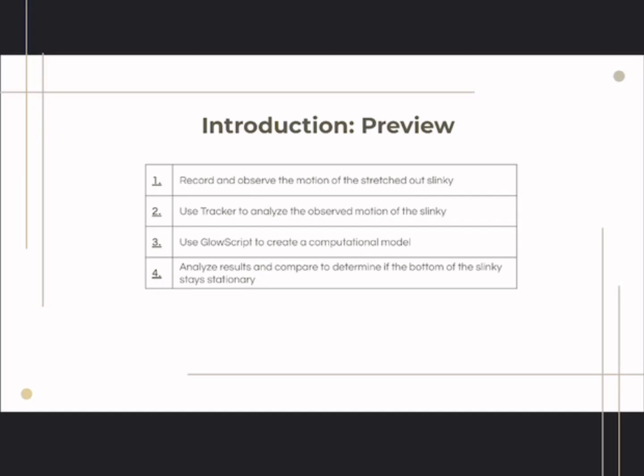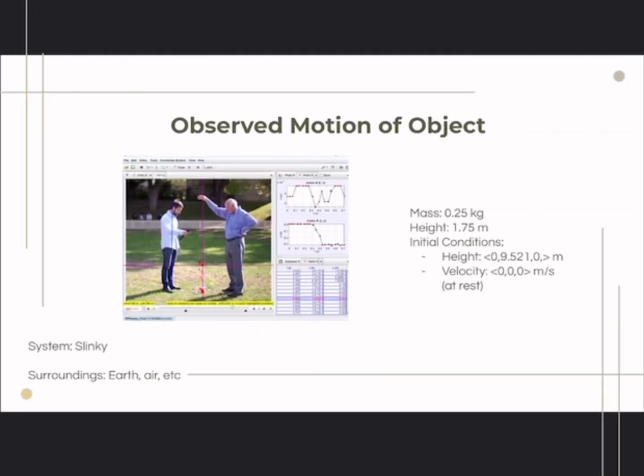So for an overall preview, first, we're going to record and observe the motion of a stretched out slinky, then use Tracker to analyze the observed motion, use GlowScript to create a computational model, and then finally, we're going to analyze results and determine if the bottom of the slinky stays stationary.